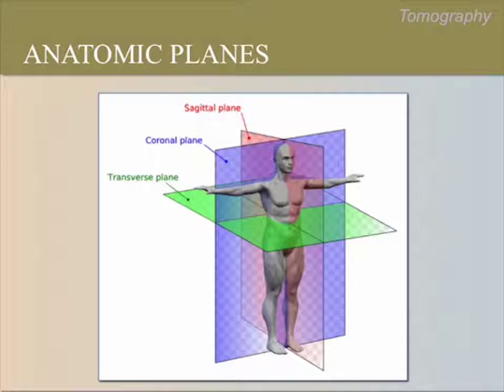The coronal plane divides the body into a front half and a back half. The coronal plane can be seen when using a vaginal probe for the ultrasound.